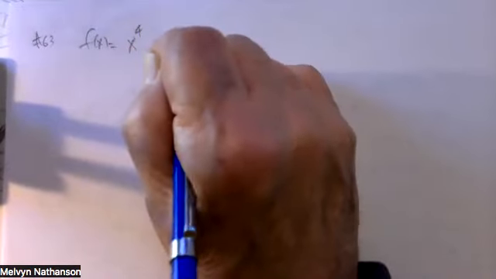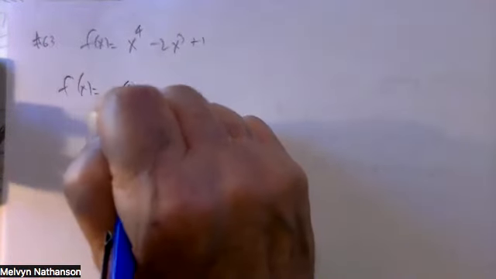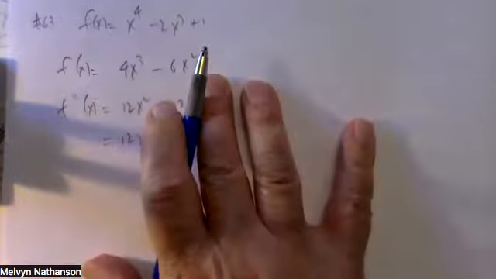Let's look at some problems where you try to find the intervals where a function is concave up or down. In the same set of problems, number 63, we have the function f of x equals x to the 4th minus 2x cubed plus 1. So f prime of x is 4x cubed minus 6x squared. And the second derivative is 12x squared minus 12x, which is 12x times x minus 1.